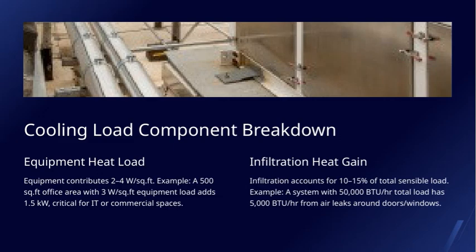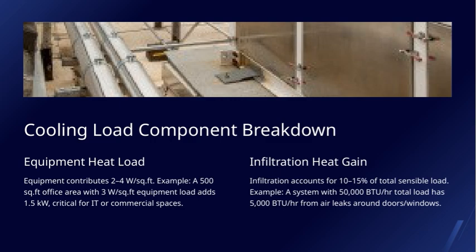Let's talk about infiltration first. It accounts for about 10 to 15% of the total sensible load in a building. For example, if you have a system with a total load of 50,000 BTU per hour, roughly 5,000 BTU per hour could come from air leaks around doors and windows. This infiltration heat gain is important because it adds to the cooling load, and understanding it helps us design more efficient systems. Now, moving on to equipment heat contribution.